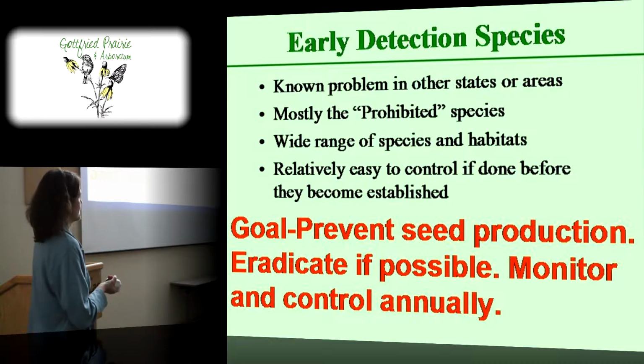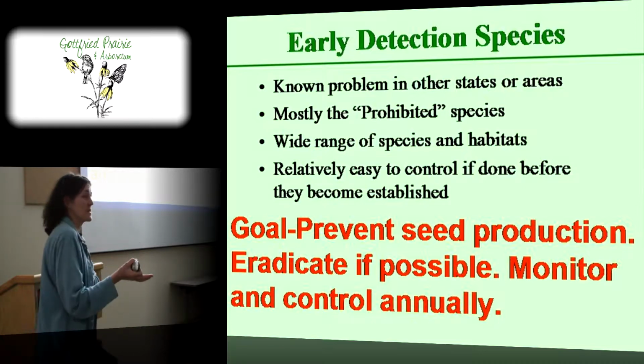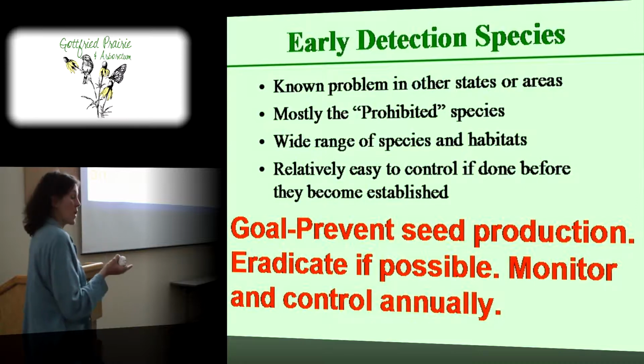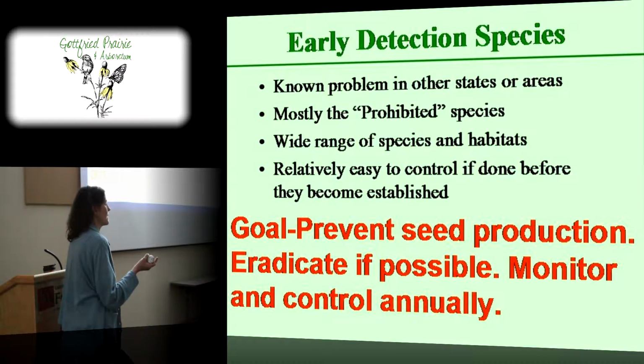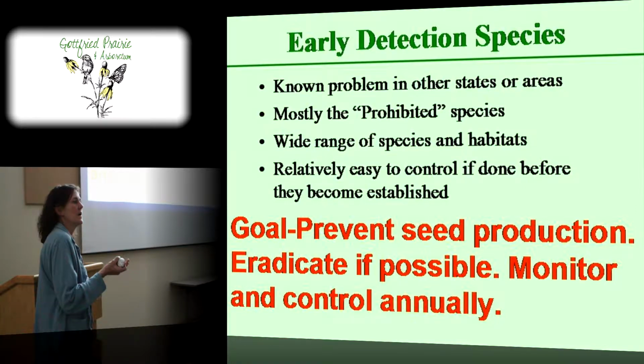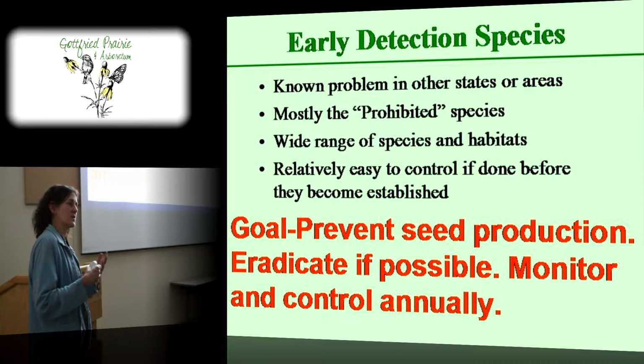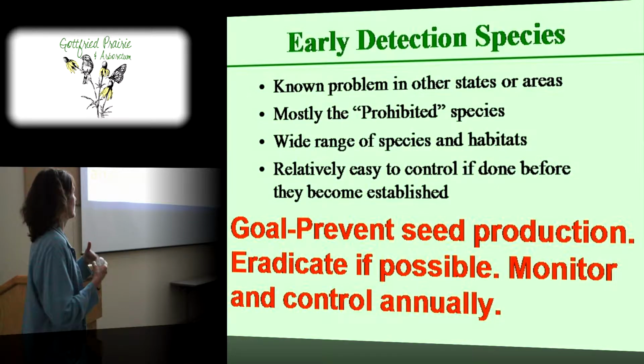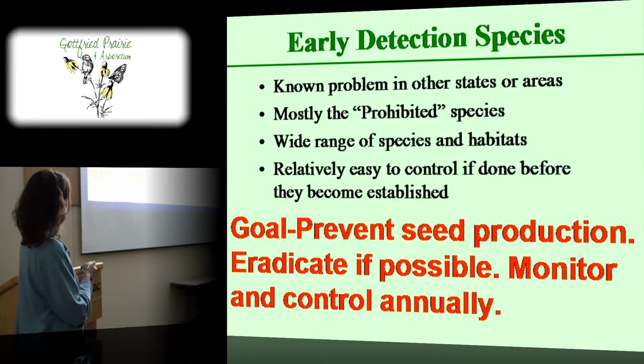So with early detection species, obviously preventing seed production is number one thing. Eradicate if it's possible, but monitor and keep controlling on a yearly basis. If you are going to do some kind of invasive plant control work, if you're not going to be able to follow through and actually do it regularly, consider if it's really worth wasting your time to do, because you really want to be able to get in there and keep it out long term. So especially important to go after those new ones again and the prohibited species.